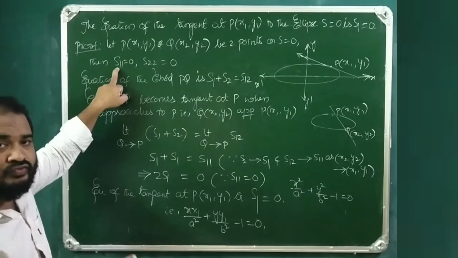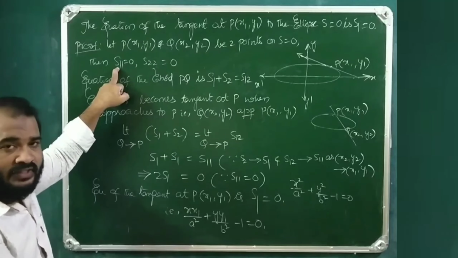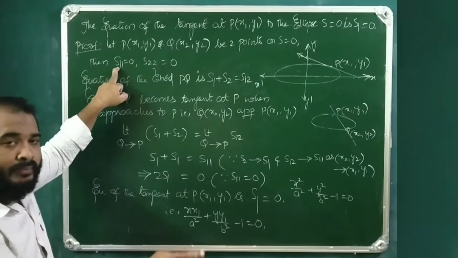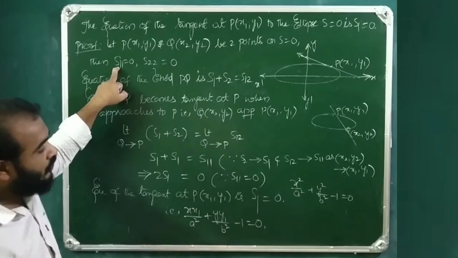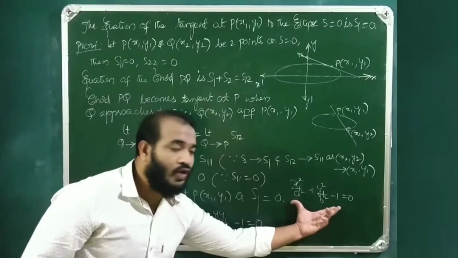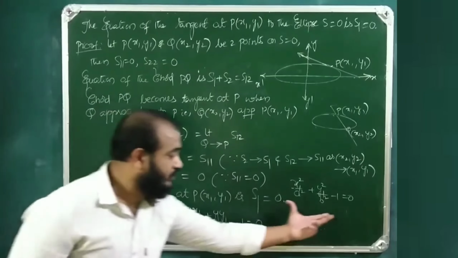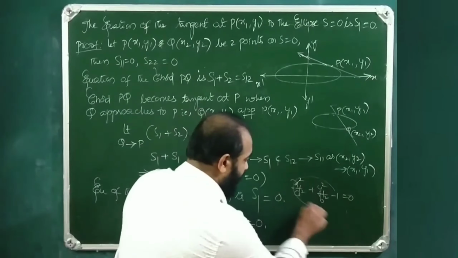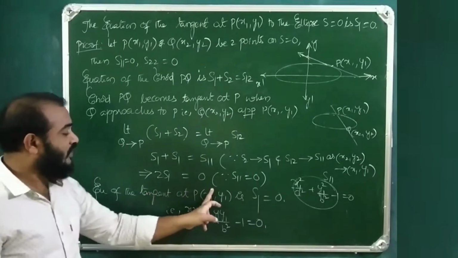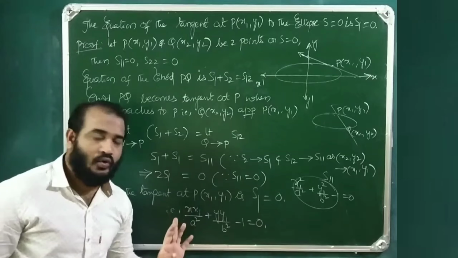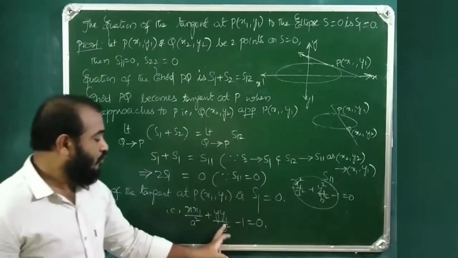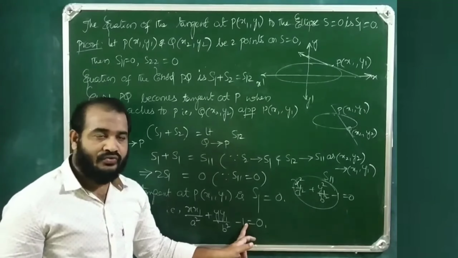Why? Because P(x1, y1) lies on the ellipse x square by a square plus y square by b square equals 1, or minus 1 equals 0. So this is what we will be getting. Therefore, this is S11, which is equal to 0. So 2S1 equals 0, then S1 equals 0. And what is this notation S1? It is xx1 by a square plus yy1 by b square minus 1 equals 0.